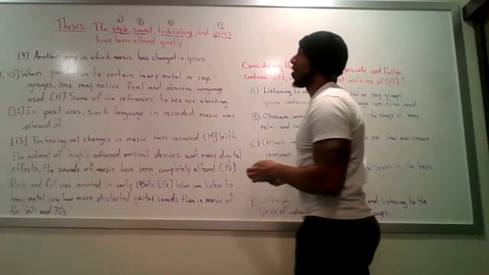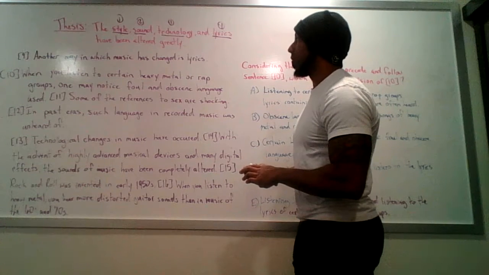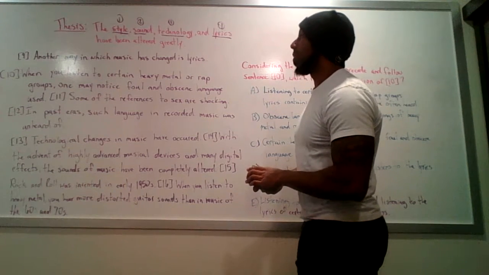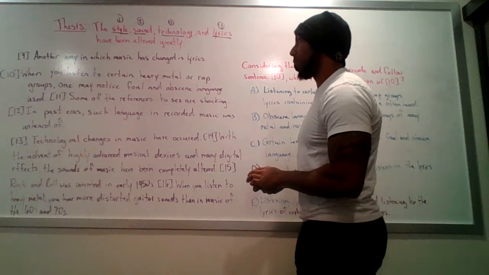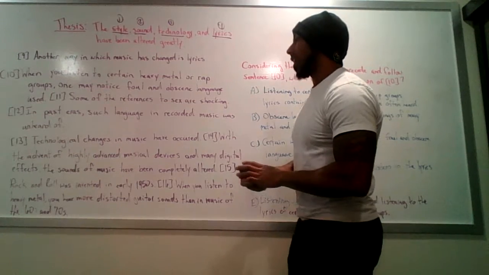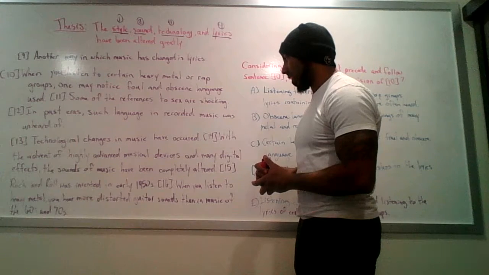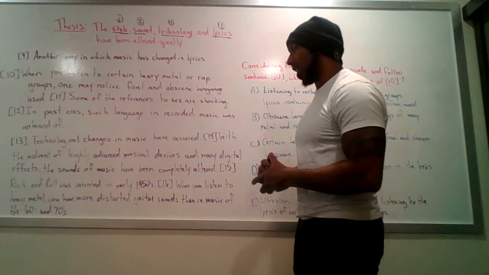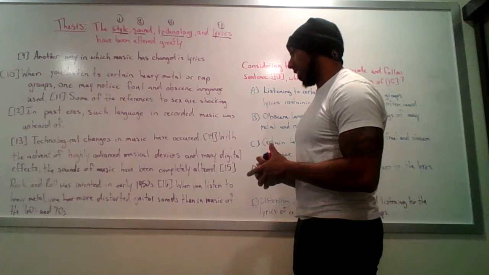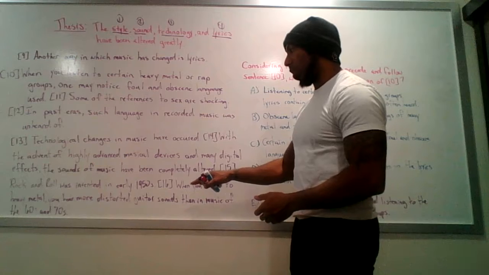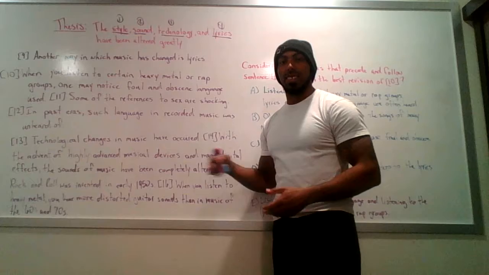Another way in which music has changed is lyrics. When you listen to certain heavy metal or rap groups, one may notice foul and obscene language used. Some of the references to sex are shocking. In past eras, such language in recorded music was unheard of. Technological changes in music have occurred. With the advent of highly advanced musical devices and many digital effects, the sounds of music have been completely altered. Rock and roll was invented in the early 1950s. When you listen to heavy metal, you hear more distorted guitar sounds than in music of the 60s and 70s.